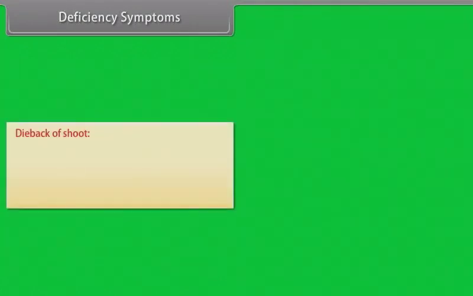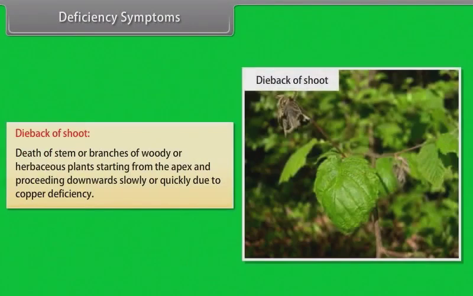Dieback of shoot. Death of stems or branches of woody or herbaceous plants, starting from the apex and proceeding downwards slowly or quickly due to copper deficiency.